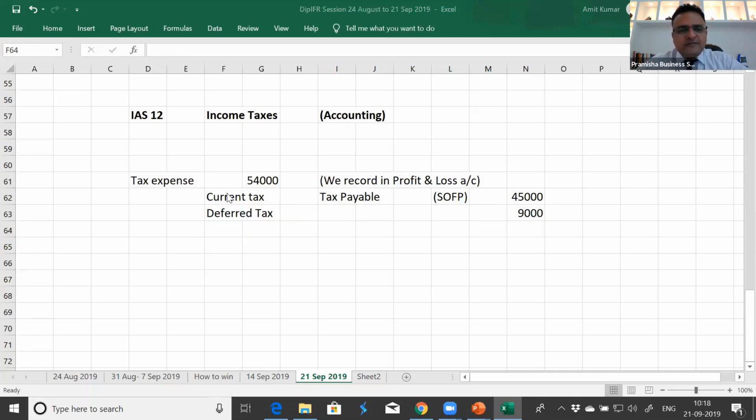I repeat again. According to our accounting principles, we calculated a tax expense of 54,000. We said that we need to pay 54,000, but they demanded only 45,000. Will they demand this 9,000 in future? Will they ignore it in future or will they demand it? If they demand it in future, can I say that this is a liability of the future? And if this is a liability of the future, I should record it as deferred tax liability.